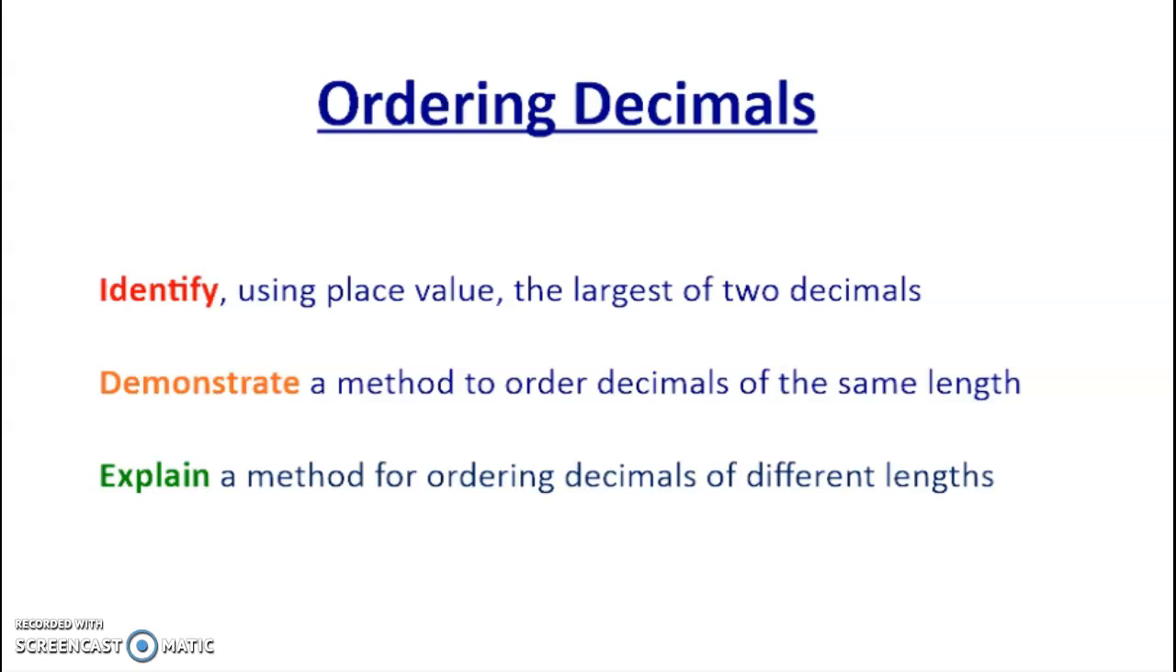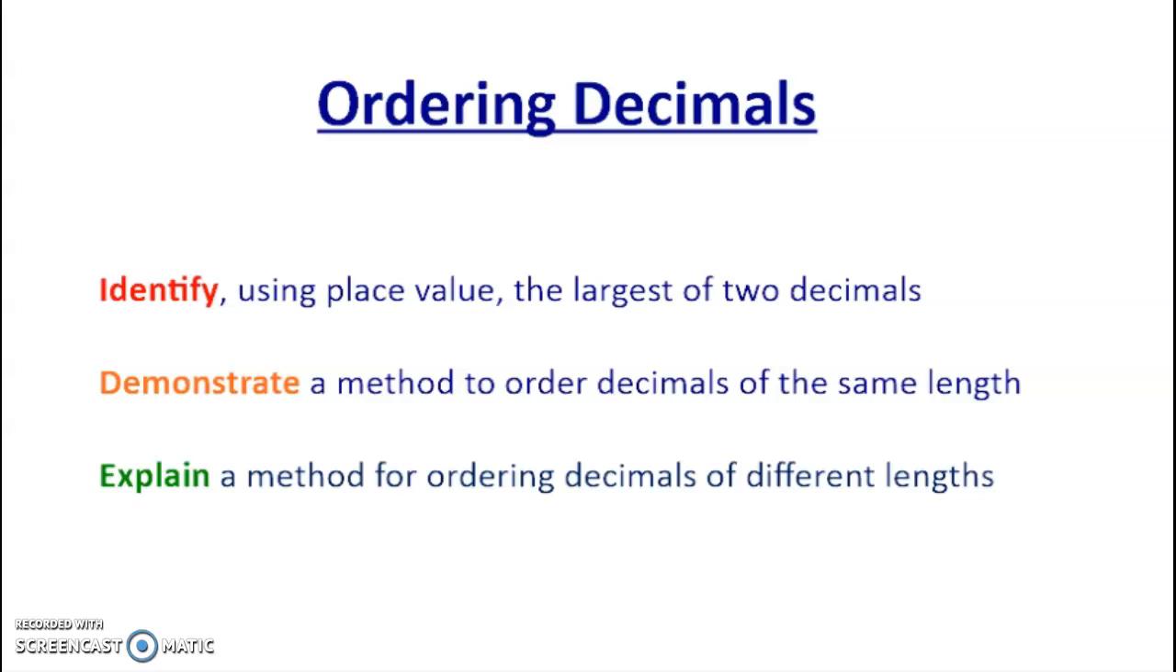In this video we're going to look at how we can go around ordering decimals. Our objectives for today are that we're going to be able to identify using place value the largest of two decimals. You're going to show me by demonstrating a method to order decimals of the same length, and hopefully you're going to be able to explain to a friend or family member a method for ordering decimals of different lengths.